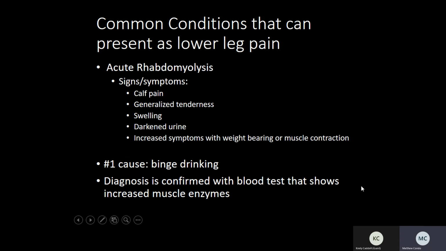Rhabdomyolysis, as you can see from the bottom of the slide, the number one cause is not extreme exercise. Now, extreme exercise is up at the top of the list. Fin shrinking is the number one cause for rhabdomyolysis. Watch out for this one, okay?